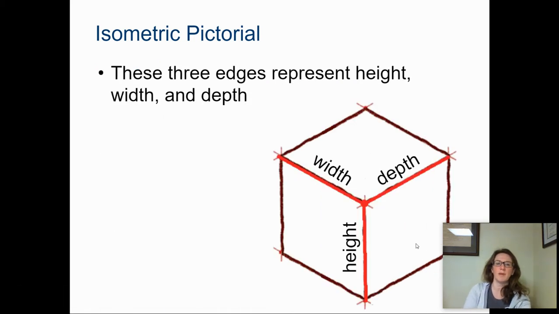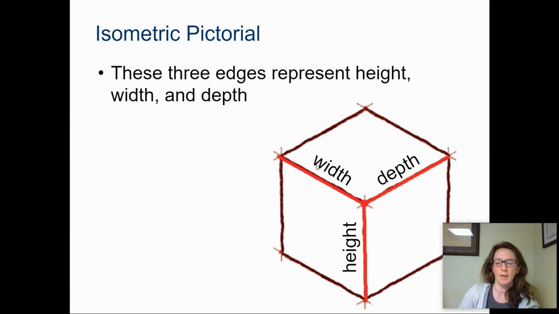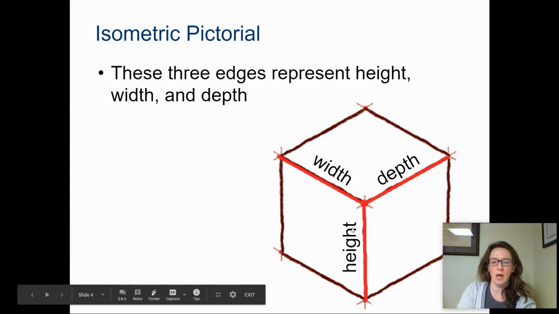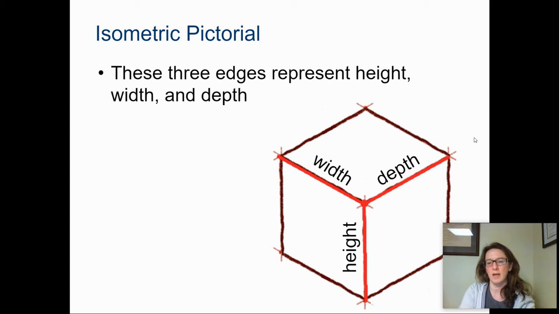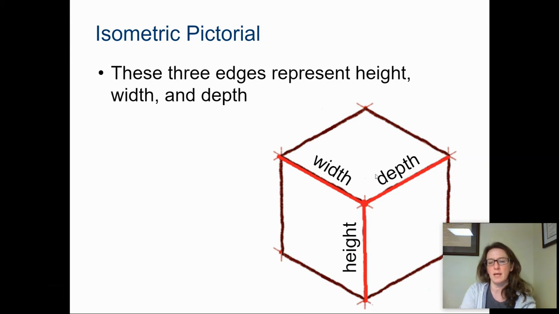All right, so isometric pictorial, these three edges represent height, width, and depth. So on your paper, where there's a picture of a cube, you want to put the height label on the vertical line and the depth label on that line that goes off to the right and the width label that goes off to the left. It's really important that you remember that height is that vertical, depth is off to the right, and width is off to the left. Okay, so any three-dimensional object has three dimensions, so 3D, three dimensions. So those three dimensions are height, width, and depth.